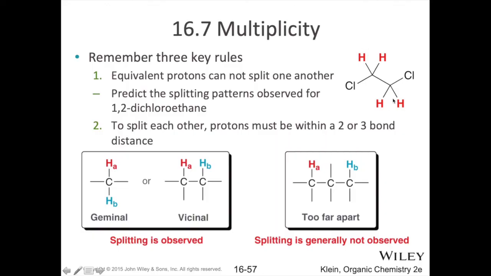because they give rise to the same signal. The other thing to consider is distance in terms of number of bonds. Your splitting protons have to be within a 2 or 3 bond distance. Once you get more than 3 bonds away, any splitting effects are so small that they aren't really observable. You don't see any splitting at that point. For this example, we've got 1, 2, 3, 4 bonds between hydrogen A and hydrogen B, so you're not going to see any splitting. If there is splitting, you need a very sensitive instrument to notice it, and even then it's hard to interpret.